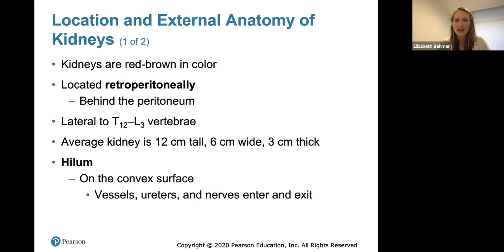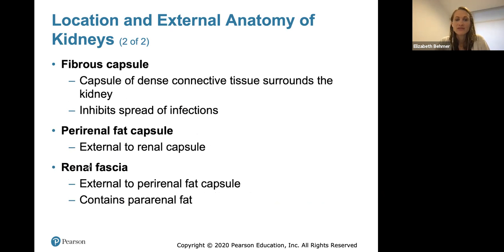Kidneys are red-brown in color. They're located retroperitoneal, kind of behind the peritoneum, so kind of in this back section of the body. They're lateral to the T12 to L3 vertebra, and the average kidney is that size. The hilum is on the convex surface, and this is where everything enters and exits the kidney, like the vessels, ureter, and nerves. There's a fibrous capsule, which is the capsule of dense connective tissue surrounding each kidney. This inhibits spread of infection.